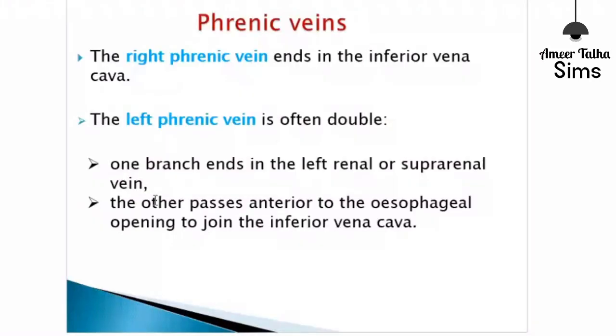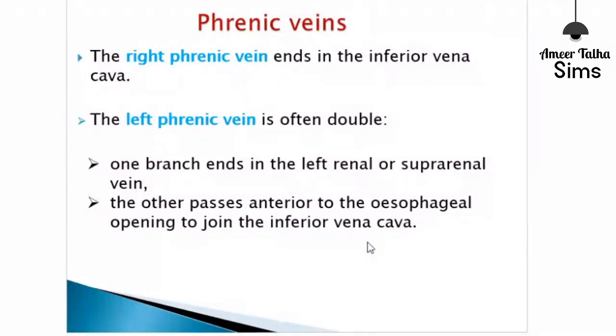Phrenic veins: the right phrenic vein ends in the inferior vena cava, while the left phrenic vein is often double. One branch ends in the left renal or suprarenal vein, while the other passes anterior to the esophageal opening to join the inferior vena cava. These are the venous drainage of the diaphragm.